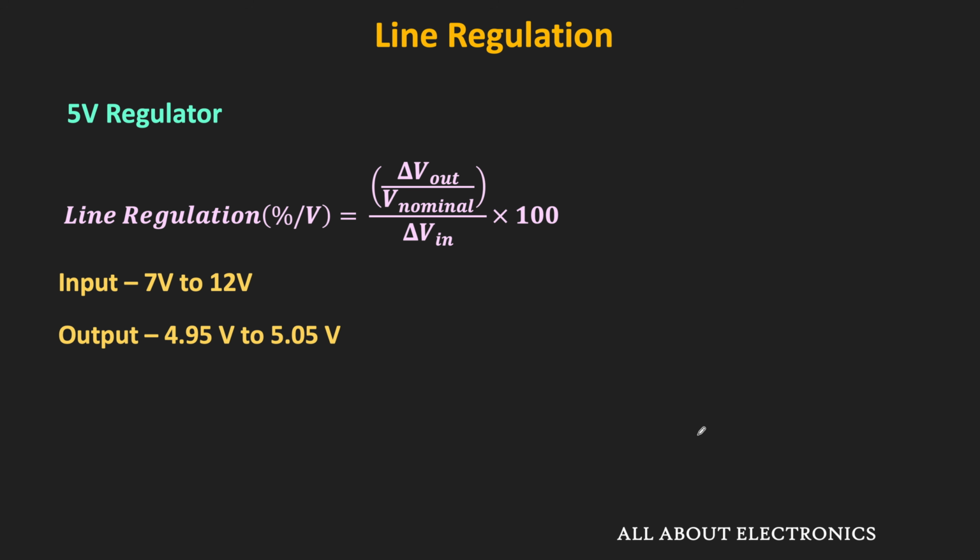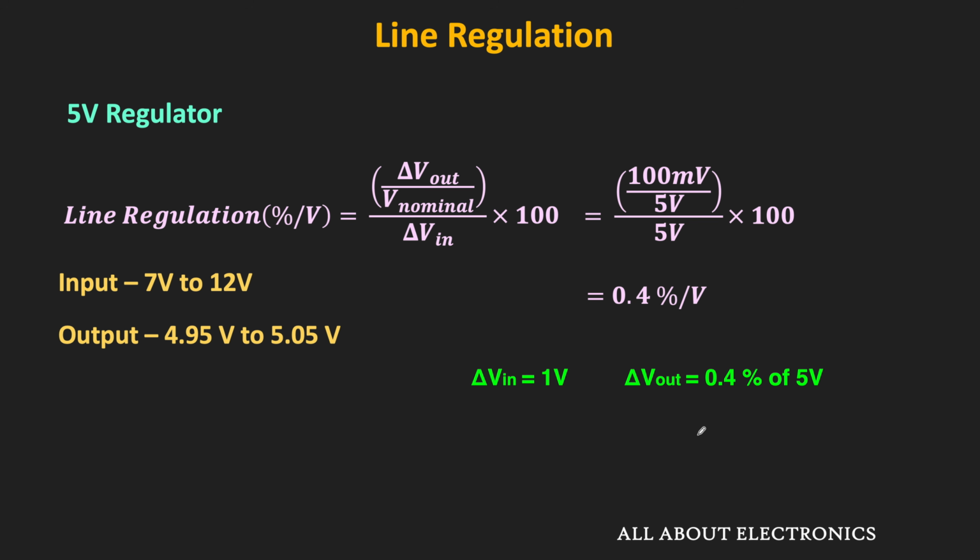So if you see the line regulation in percentage per volt, then it can be given as this 100 millivolt divided by the 5 volt, that is the nominal voltage of the regulator, divided by the change in the input voltage. So in this case, that is also equal to 5 volt. So if we further simplify it, then it will come out as 0.4% per volt. So from this we can say that with the 1 volt change in the input voltage, the output of this regulator will change by 0.4% of its nominal voltage. So in this case, with the change of 1 volt in the input voltage, the voltage regulator output will change by 0.4% of the 5 volt.